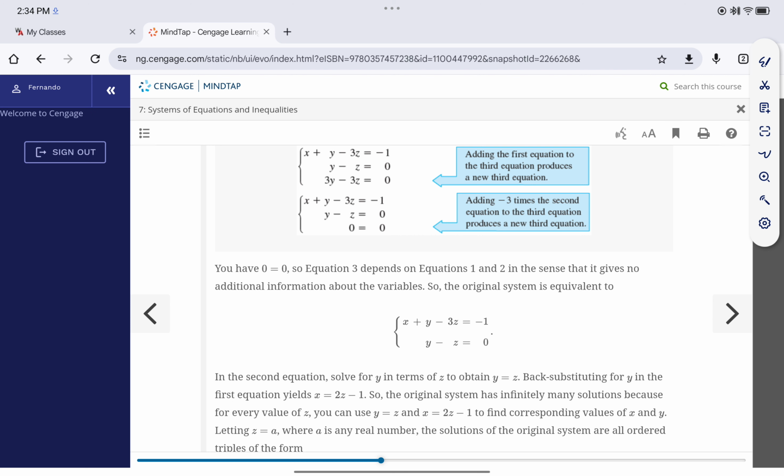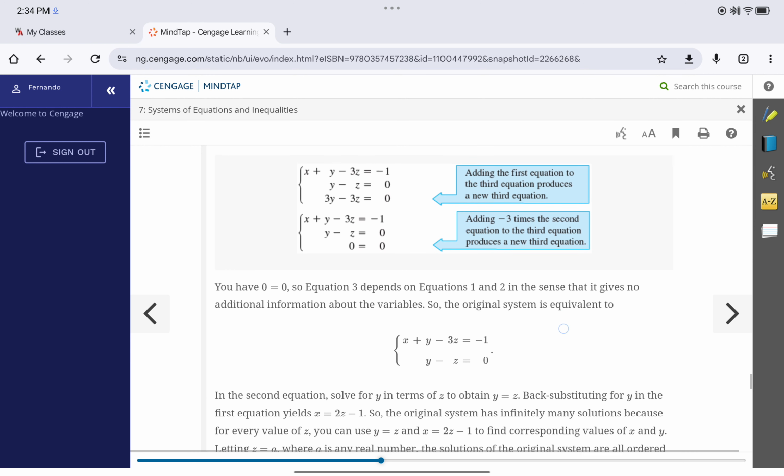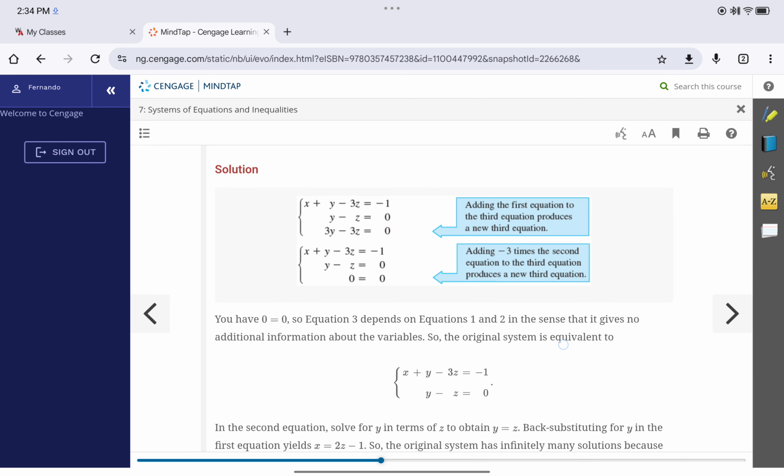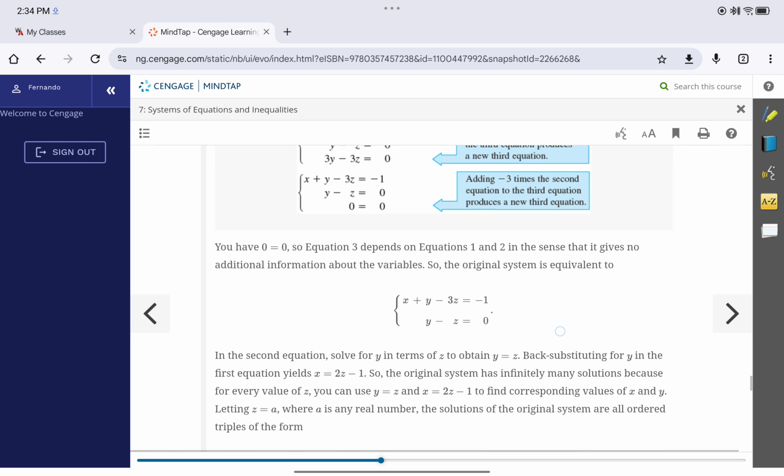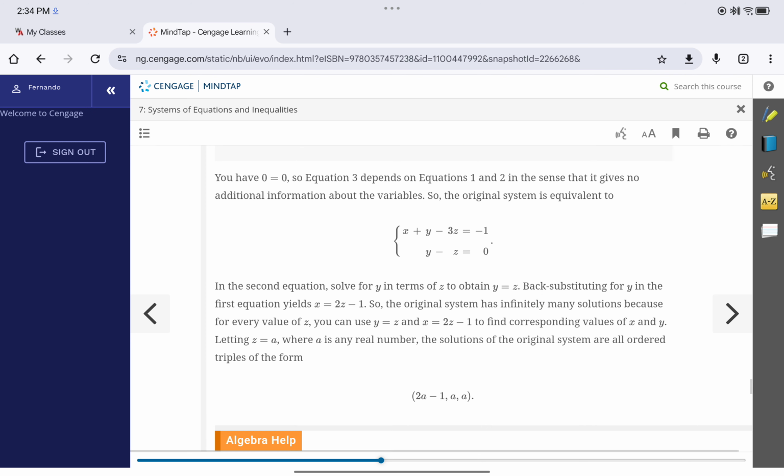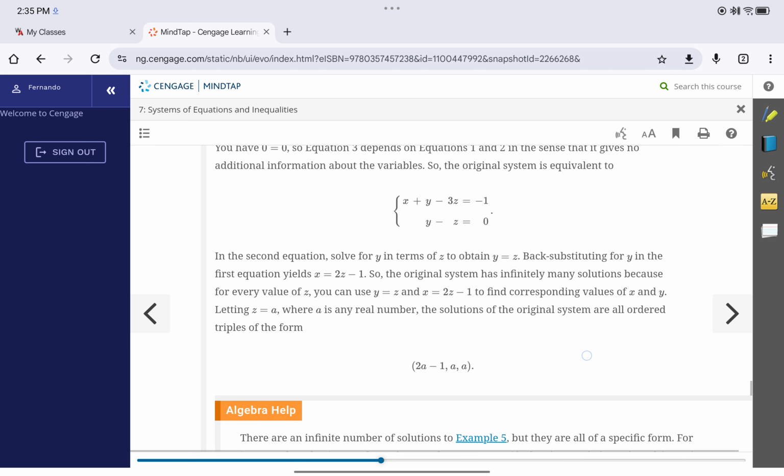If you notice, since the third equation was 0 equals 0, that basically reduces down to only two equations. So if it's two equations and I need to get three answers out of it, how am I supposed to accomplish that? Well, let's take a look.